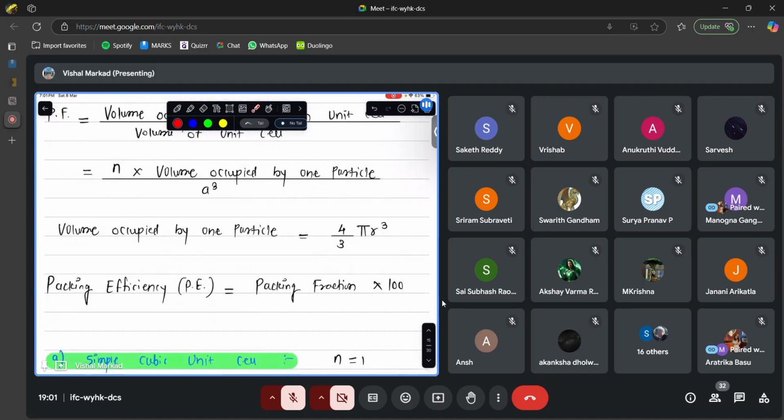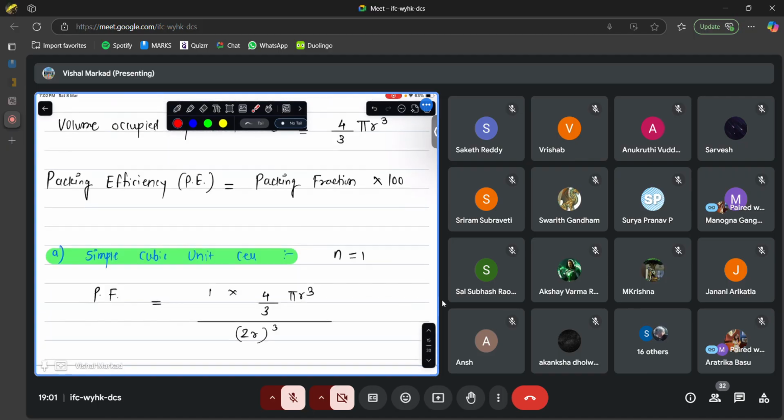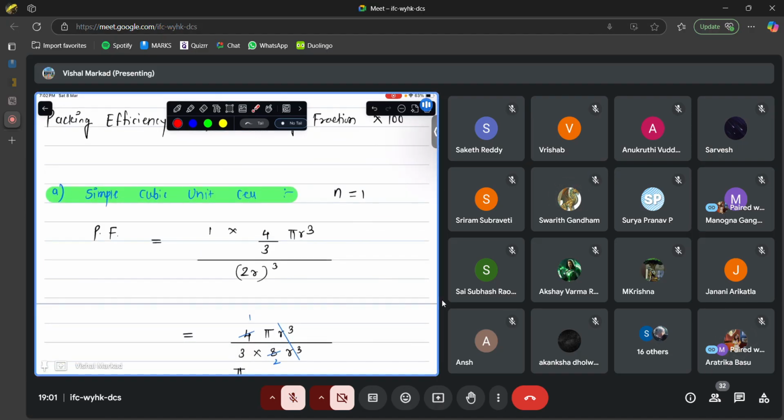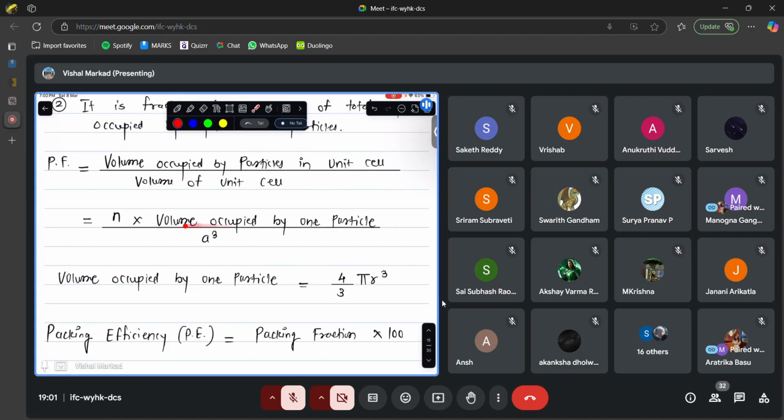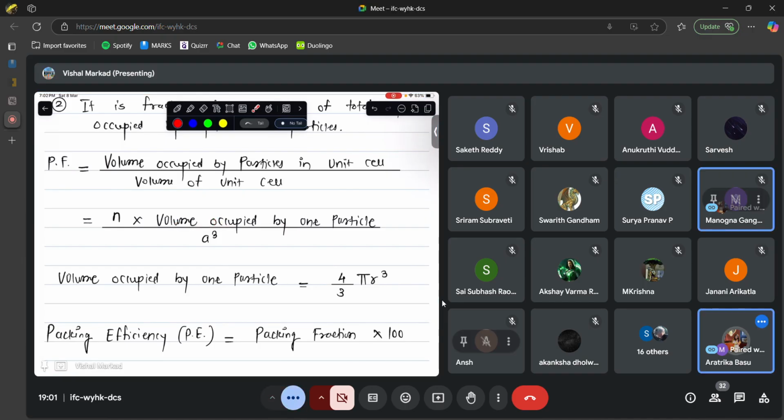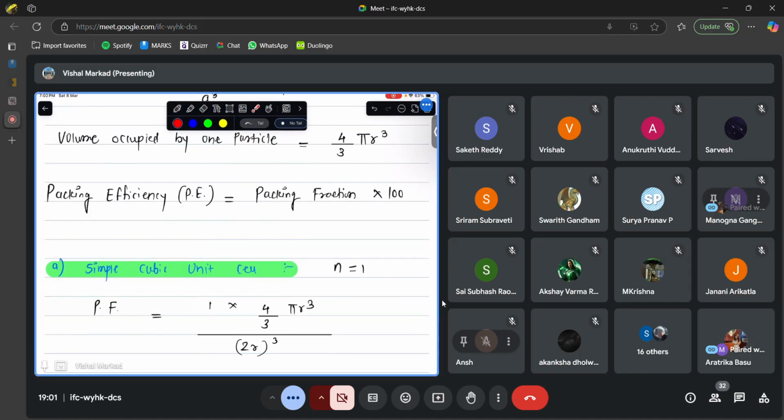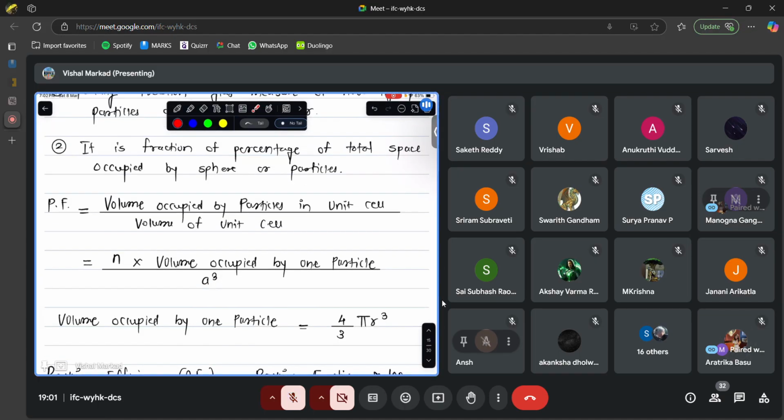You don't have to calculate this in the exam. These values are fixed. I have just shown you here the packing fraction of the simple cubic unit cell. What is the value of n? 1. So I will put the value of n as 1 in this formula. Next, the volume of one particle, 4 by 3 pi r cube. Below that, the volume of the unit cell, A cube.